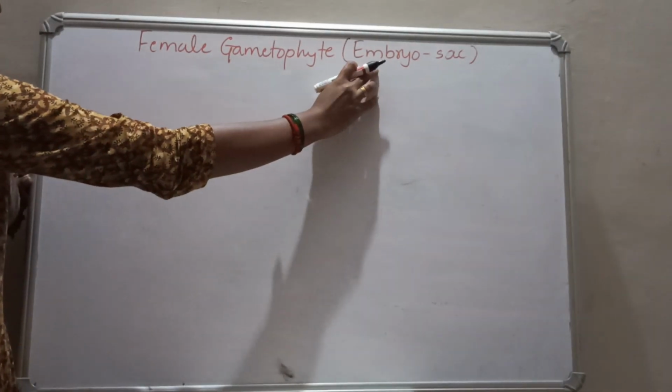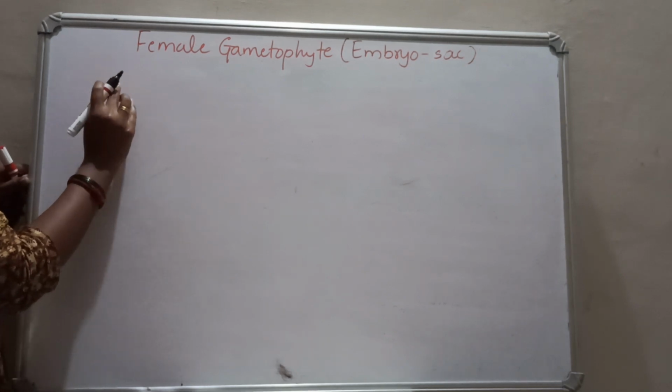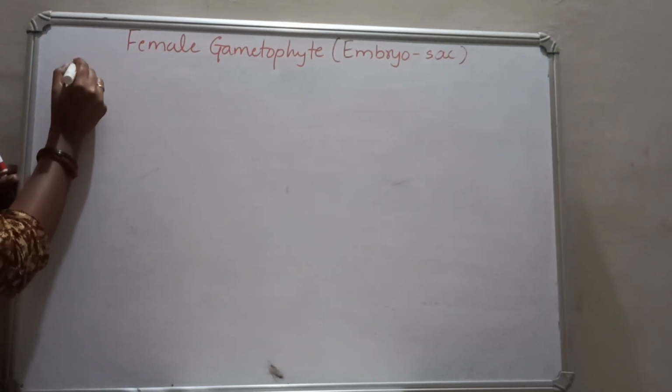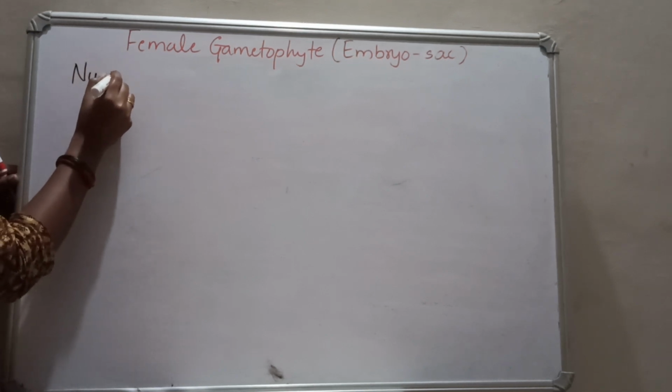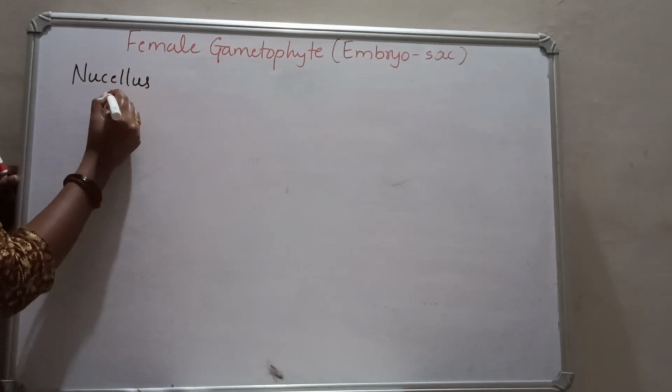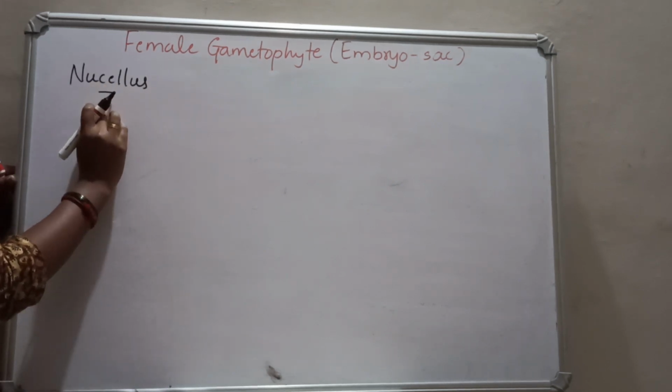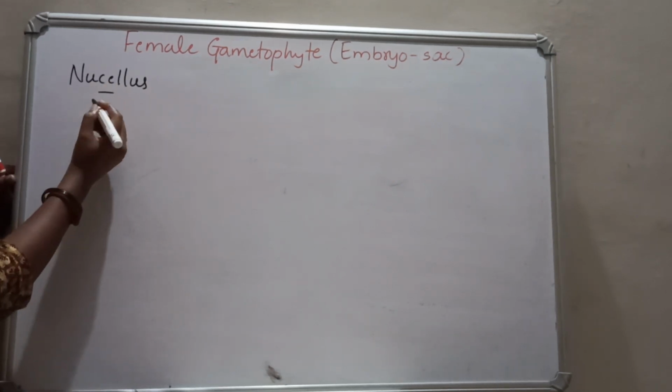Hello, today I am going to discuss the female gametophyte. Female gametophyte is nothing but the embryo sac. The formation of the embryo sac takes place in the ovule, in the part of the nucellus. The embryo sac forms in the nucellus.